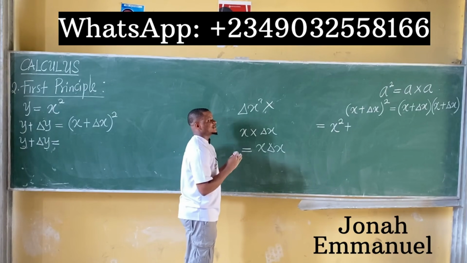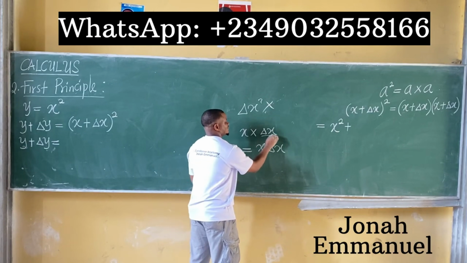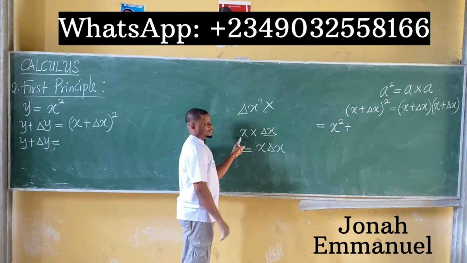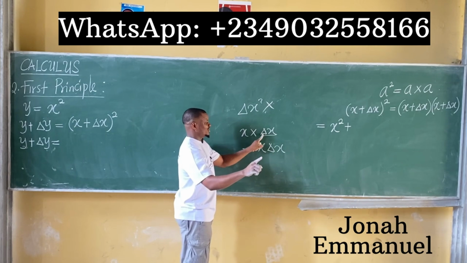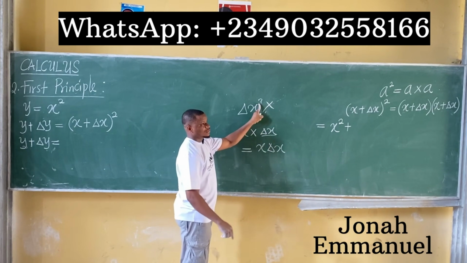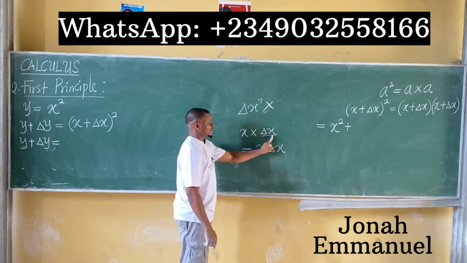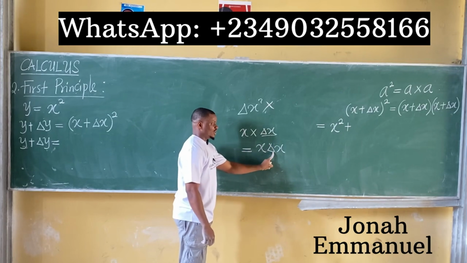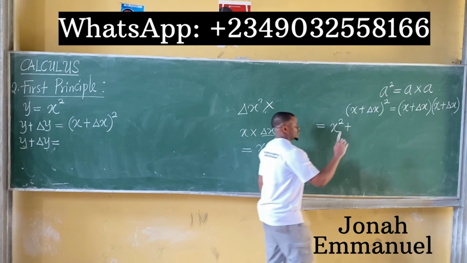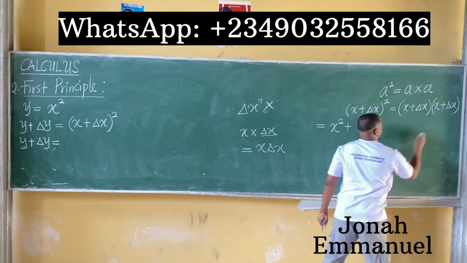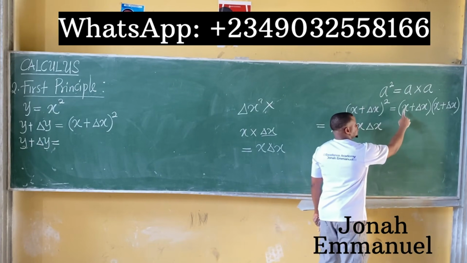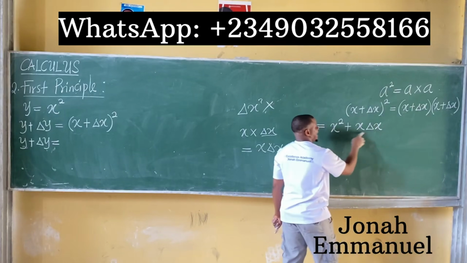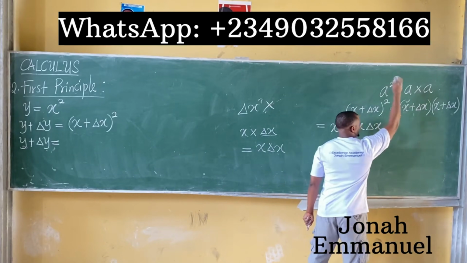The concept here is that we are assuming change in x to be different from x. So x times change in x is not changing x times x squared. That's wrong. So x times change in x gives you what there? X change in x. Please take note. In essence, x times change in x gives you x change in x. I've used this to multiply these two. I have this answer. This one is checked.